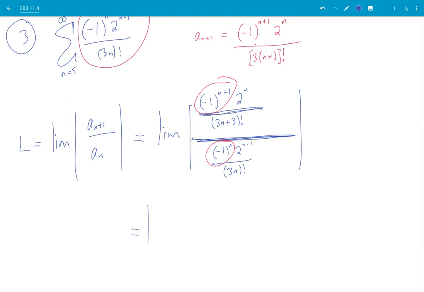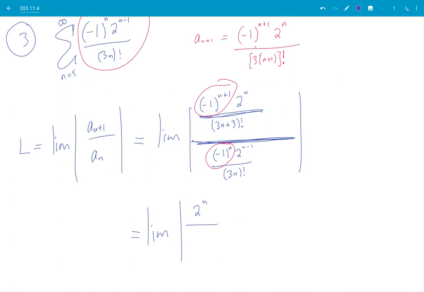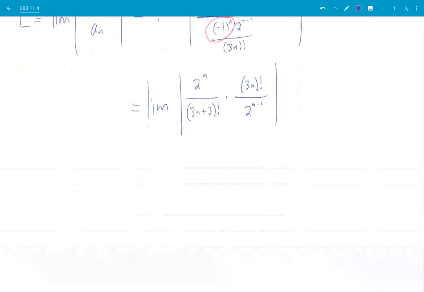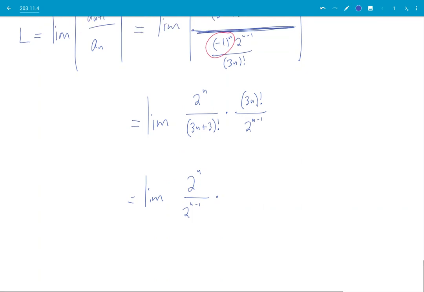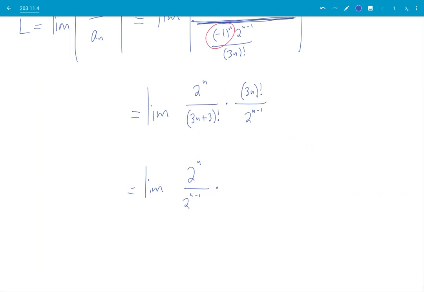And what's left? I have a fraction divided by a fraction, so I should flip and multiply. I flip the bottom fraction, like so. Then I would group my like factors. I can draw my absolute value at this point because this expression is positive, once the negatives are dealt with. Where was I? (3n)! all over (3n+3)!.